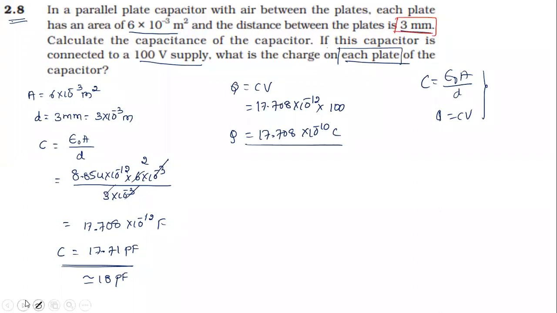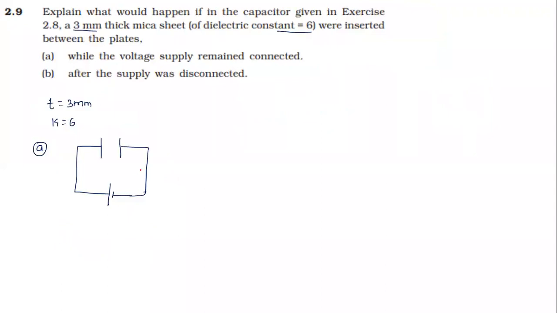Initially they gave that, so same formula we use now. 3 millimeter, and here also we're going to introduce a 3 millimeter mica sheet. So it is completely filled, right? So this is the effect of dielectric. This concept is based on the effect of dielectric on capacitance. As we introduce a dielectric, the dielectric constant value, let's say K, is given here as 6.